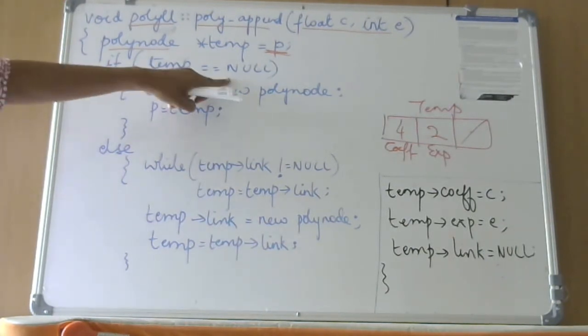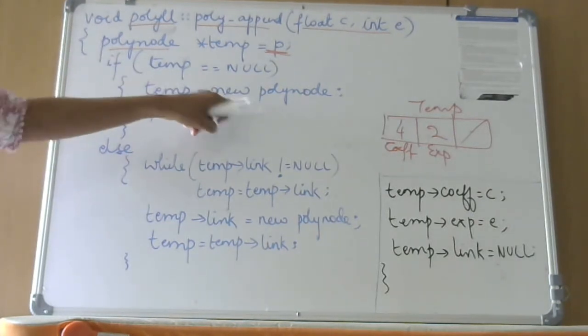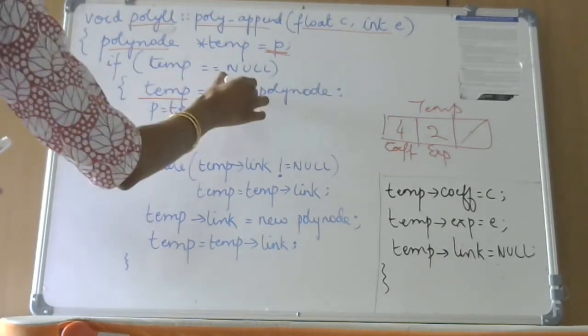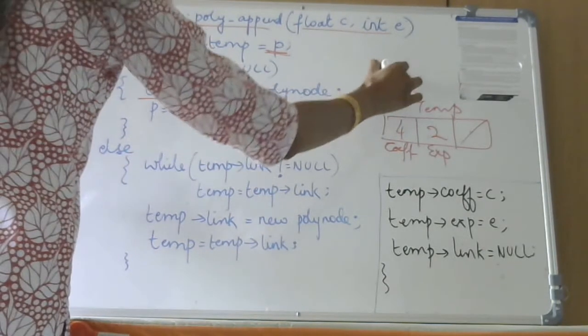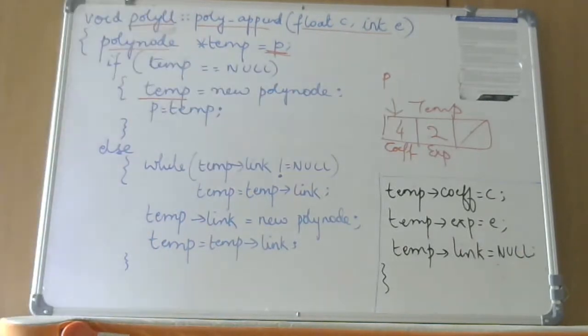If temp is equal to null, that means the list is already empty, then temp is equal to new polynode. I am creating new memory for the new node, p is equal to temp. So this p is nothing but your start or head. That will actually point to that temp itself, which will become the new node. Alright. So I will finish p is equal to temp.